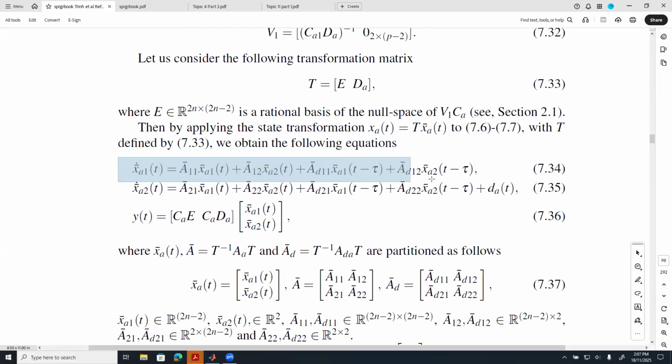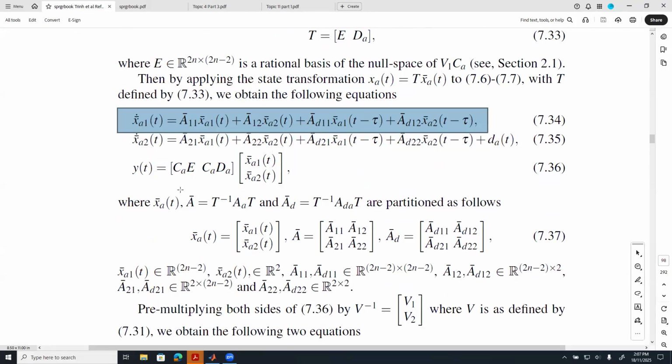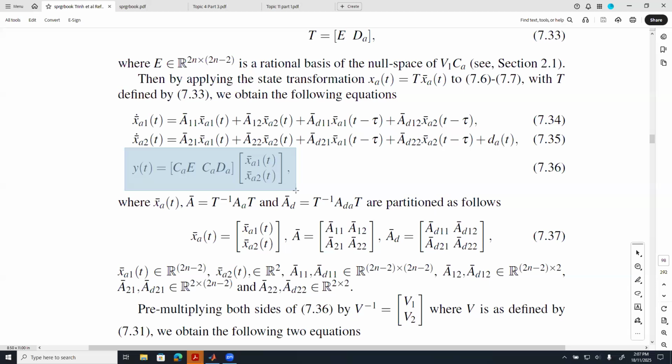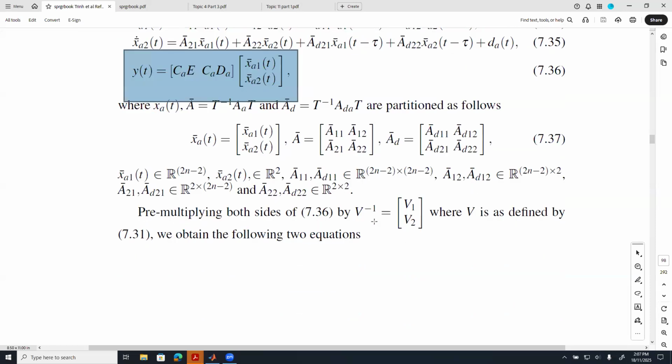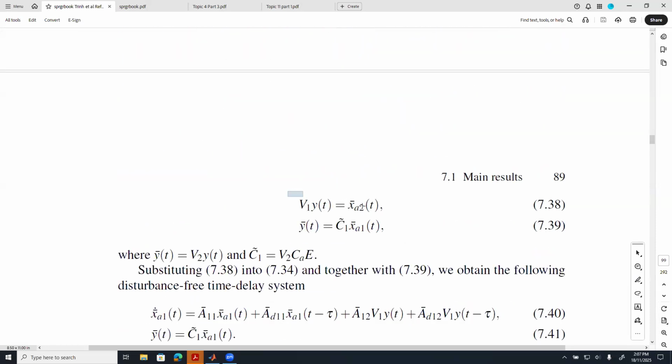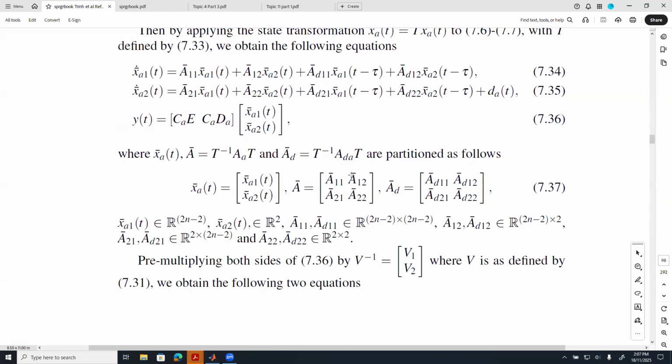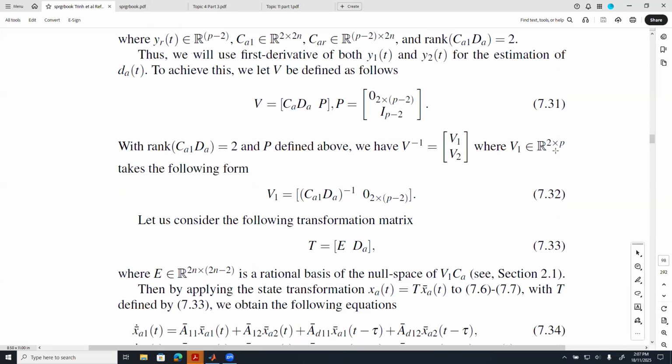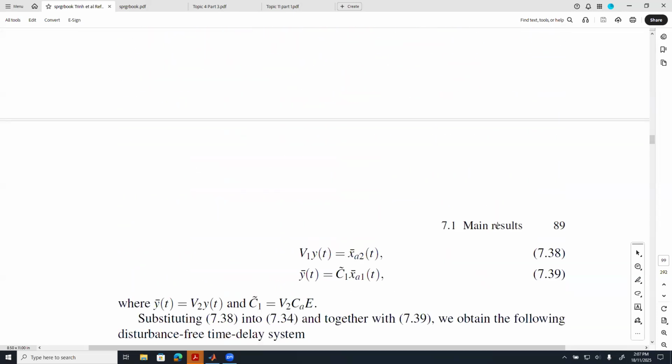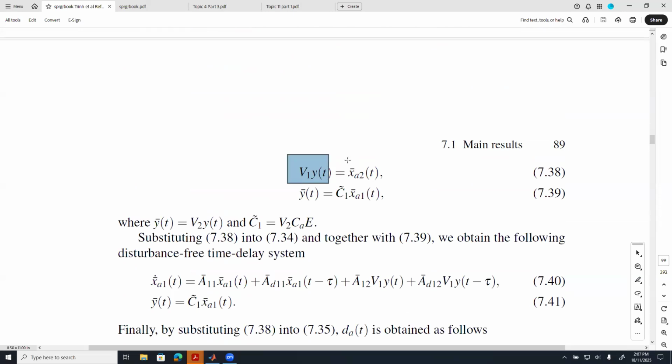This equation itself does not contain unknown input. And so we can then partition all the submatrices. And then from this equation, we pre-multiply both sides by the inverse of matrix V. And therefore, we obtain two equations. In these two equations, the good thing is that in terms of the two output measurements, Y1 and Y2, because V1 itself is of dimension 2 by P, and it has this block here, we see a 2 by 2 block. Okay. And that's why when we take V1 times Y, we basically have two output measurements. And the dimension of this one is 2.